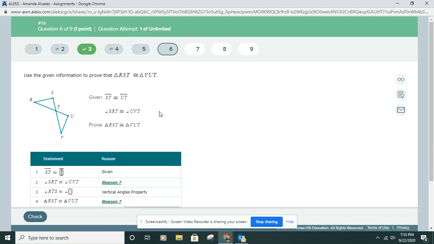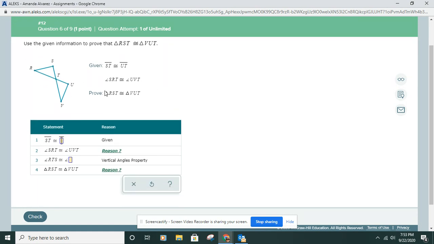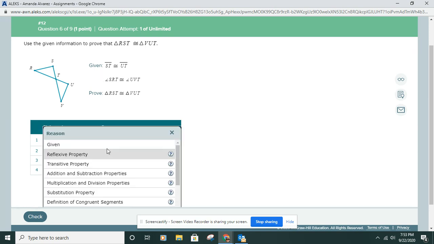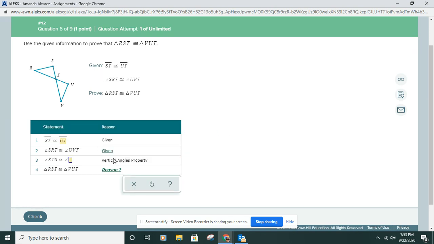All right, here's another proof. Use the given information to prove that triangle RST is congruent to triangle VUT. So make sure you trace them and know what is congruent to what. So we are given this, just fill in what's missing. So I have to put in the UT, and then the angle SRT. Okay, so that's given also. Okay, and then it says vertical angles property. Vertical angles are congruent.